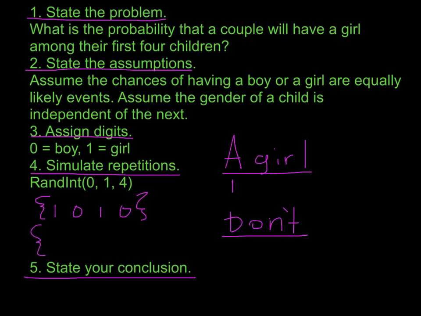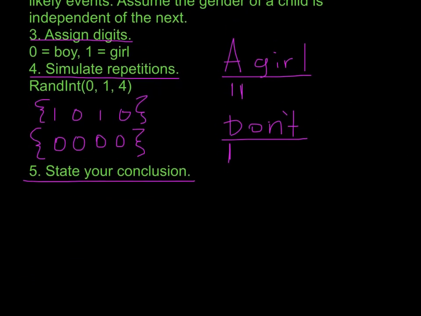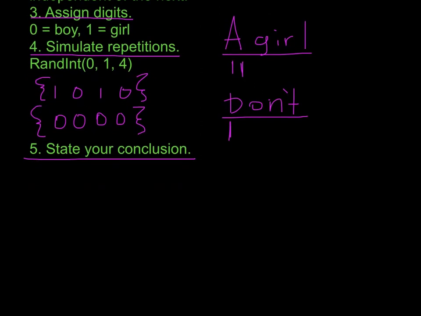As I continue on, I got my next one to be all boys, so I would get 1 answer in that category. If I perform another, I got 0001, so I did get a girl there. And then I would continue on until I have an appropriate number of repetitions.